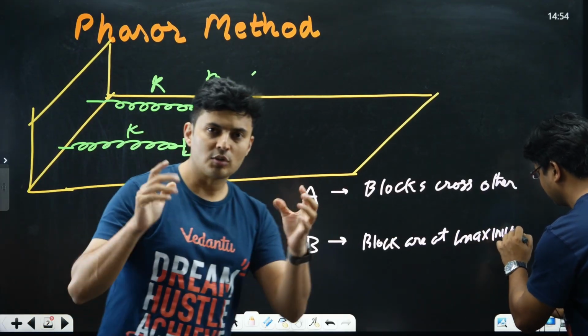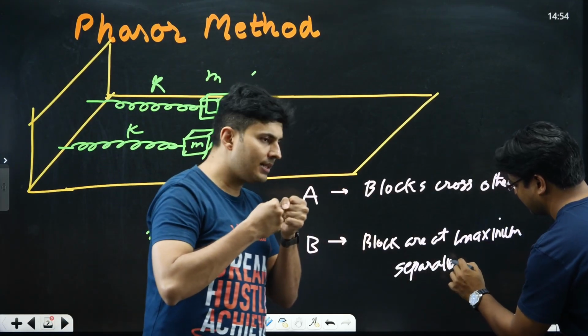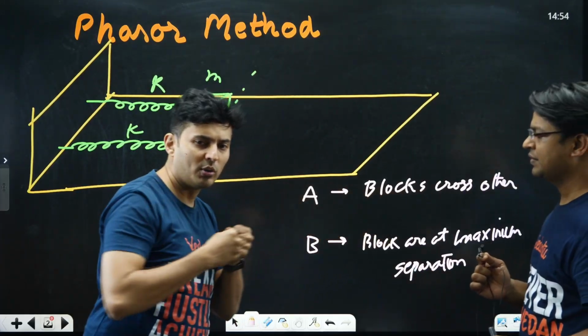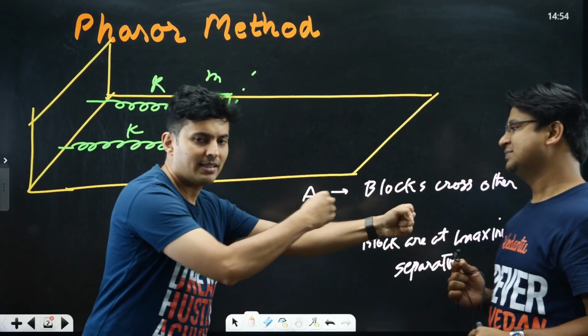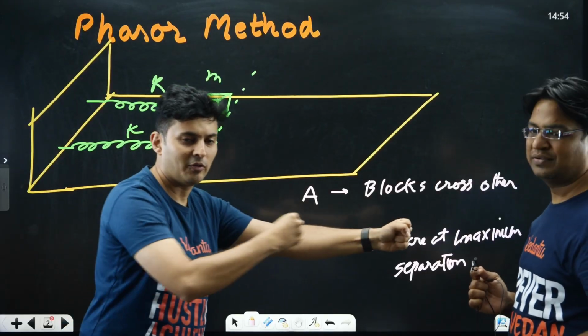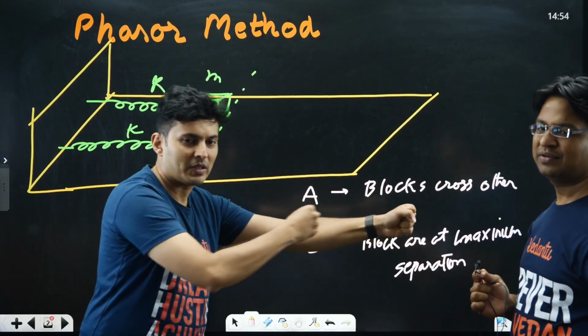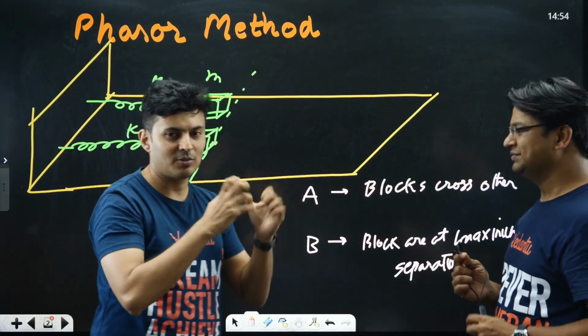I hope you understood this concept that once you pull both these blocks and if you release them simultaneously, both of them would go like this. But if you release one and then you release the next, then it will go something like this. Just look at the movement of my hands. You can see sometimes they are crossing and sometimes the separation between the blocks is maximum. So that is what is going to happen.